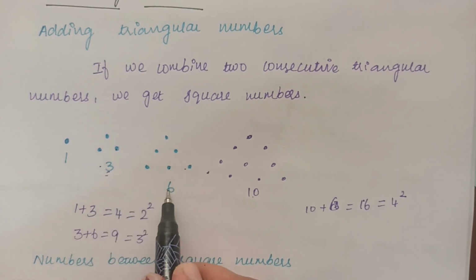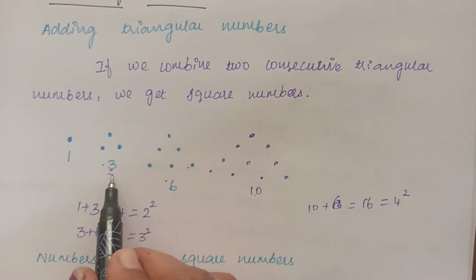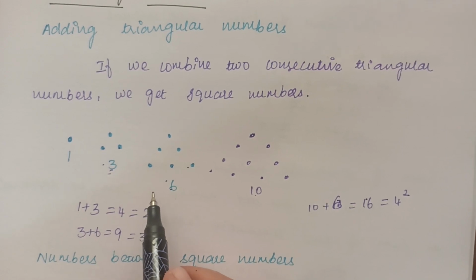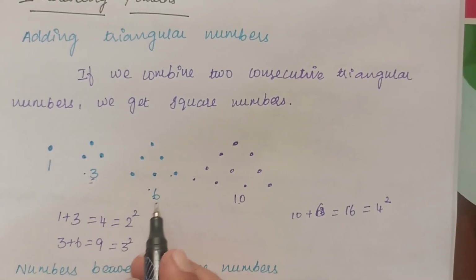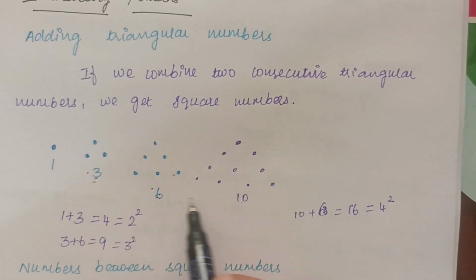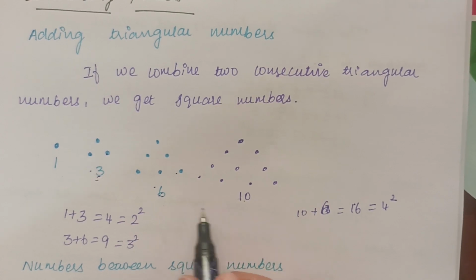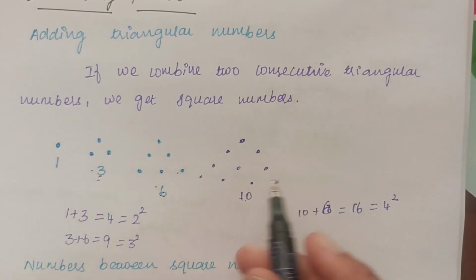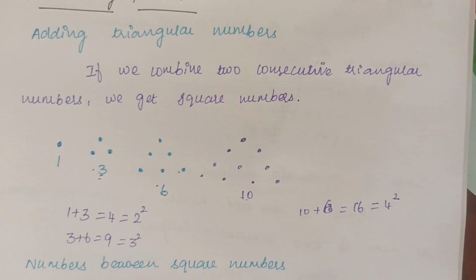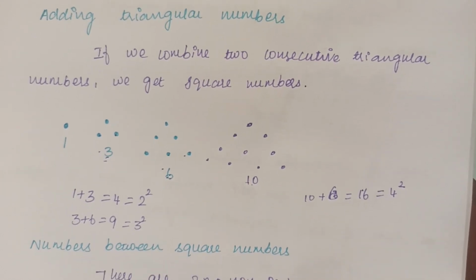Then add 3 plus 6. These two are consecutive triangular numbers. 3 plus 6 is 9. 9 is a square, 3 square is 9. So again it is a square number. Again we can add 6 and 10. It is 16, 4 square is 16. Again it is a square number. So when we add two consecutive triangular numbers, we get square numbers.